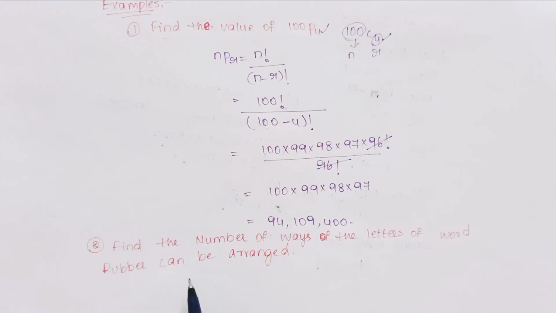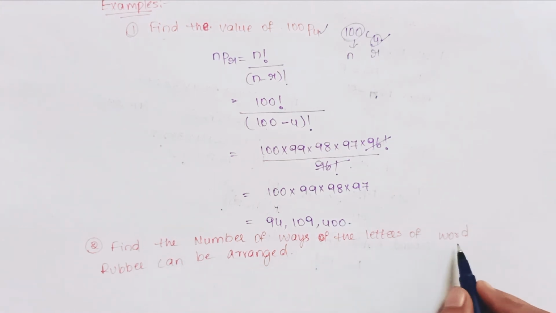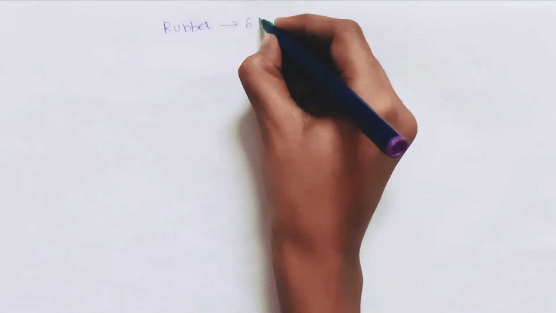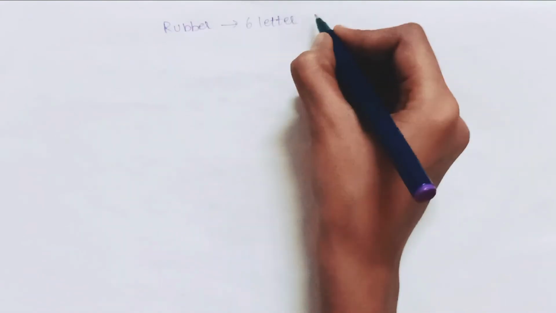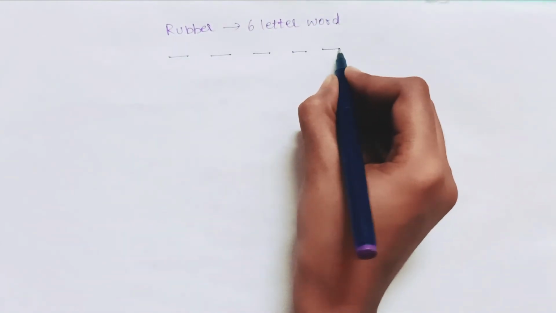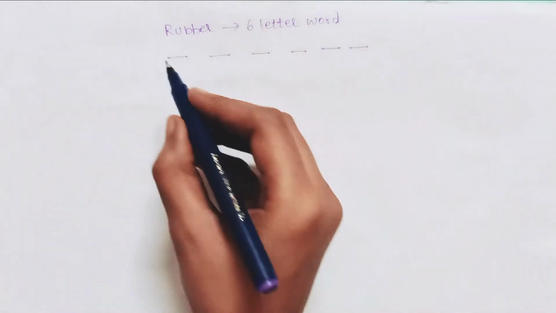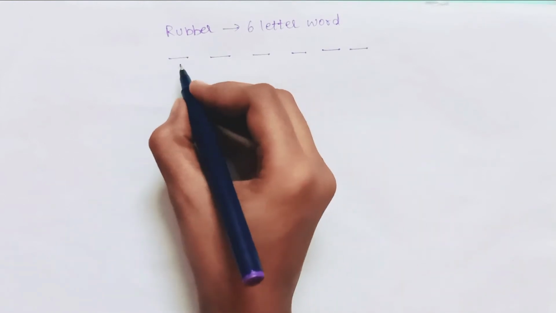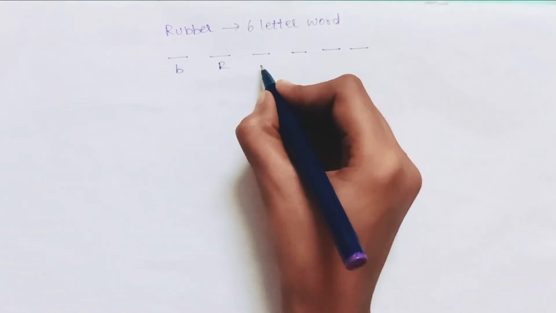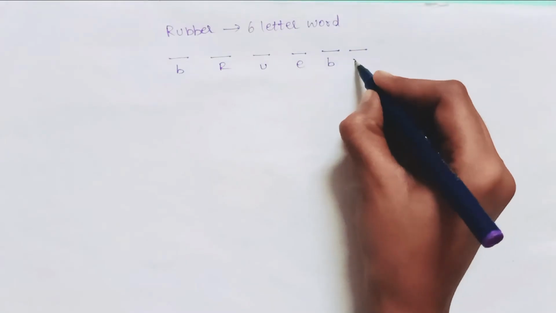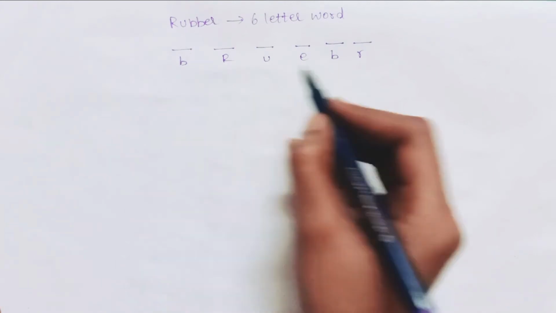Now second example: find the number of ways the letters of the word RUBBER can be arranged. RUBBER is a 6-letter word. That means we have 6 places. We can arrange RUBBER in any form. There is no limitation for this. We can write B here, R here, U here, E here, and B here, and R here. We can arrange in any other form.